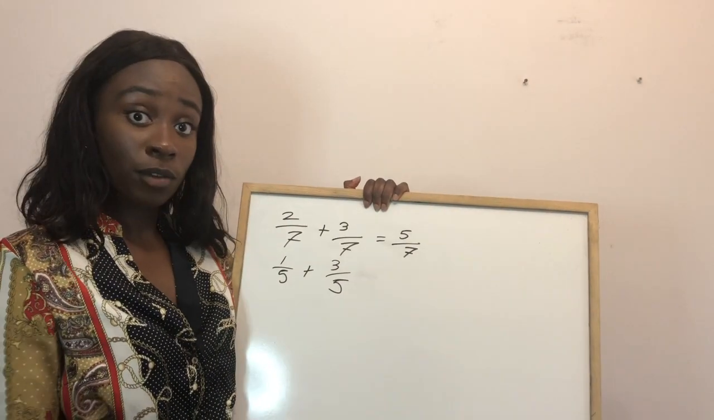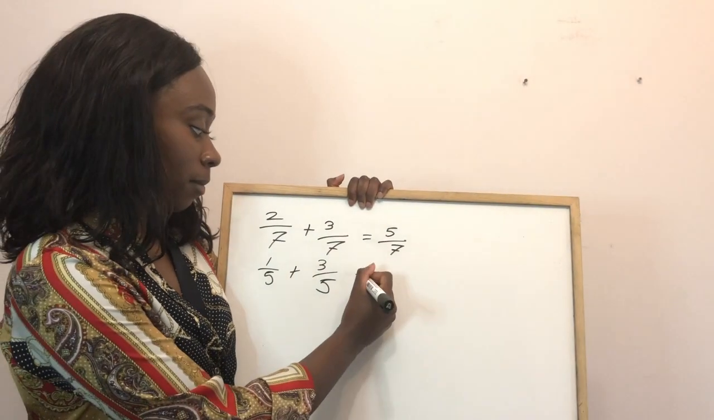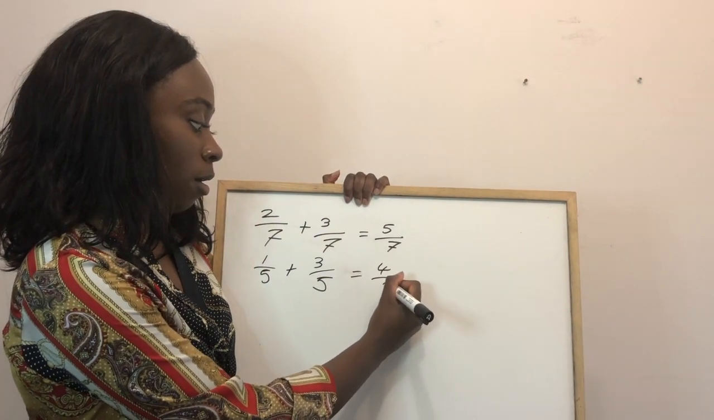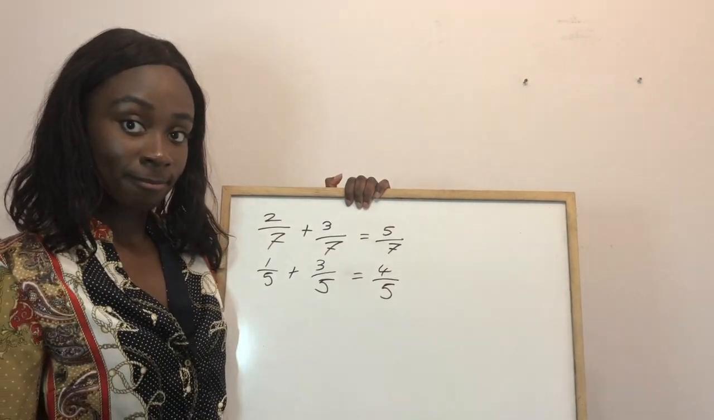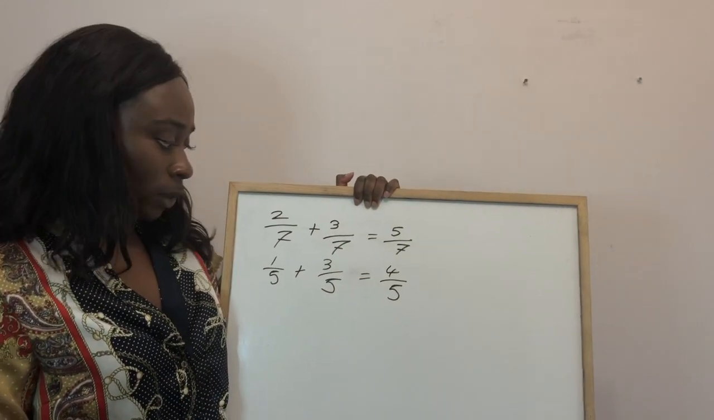So for our next example, we've got 1 over 5, add 3 over 5. You can pause the video if you need some time to answer that. And your answer is 4 over 5. So are you getting the hang of this? Let's move to another example.